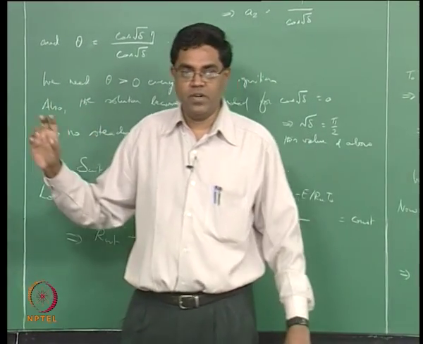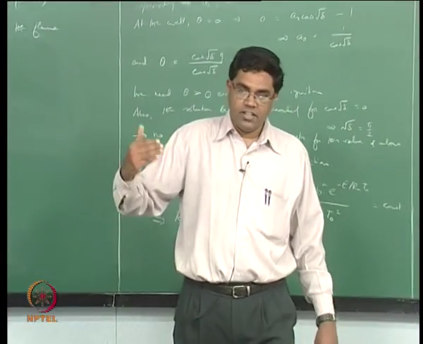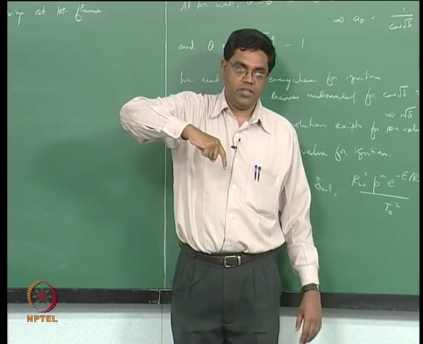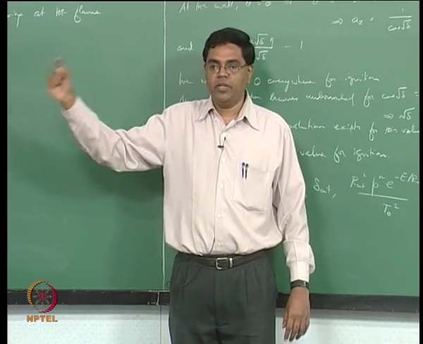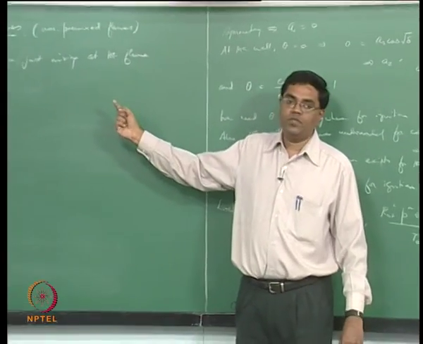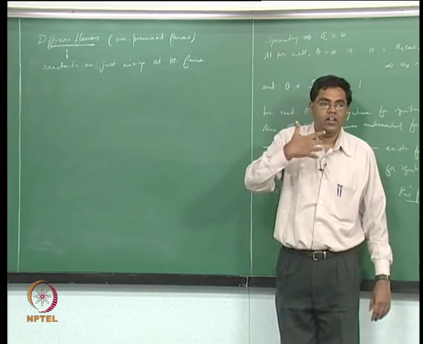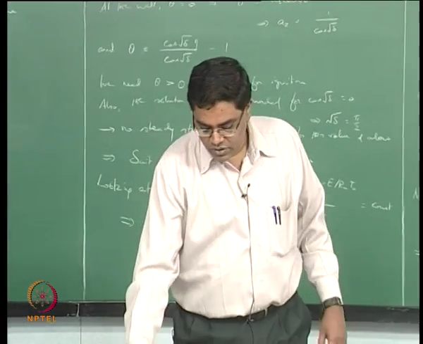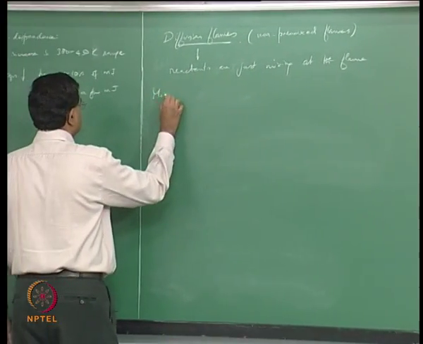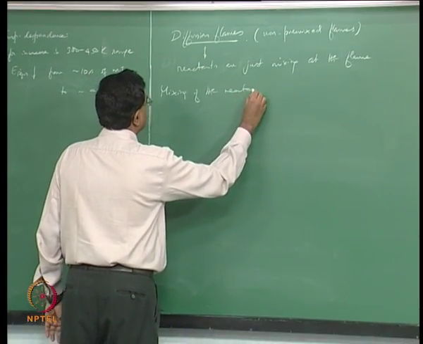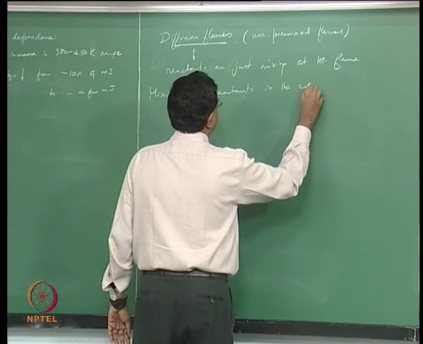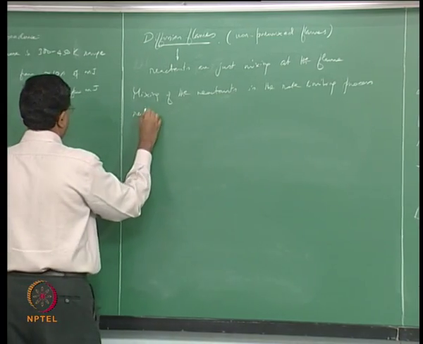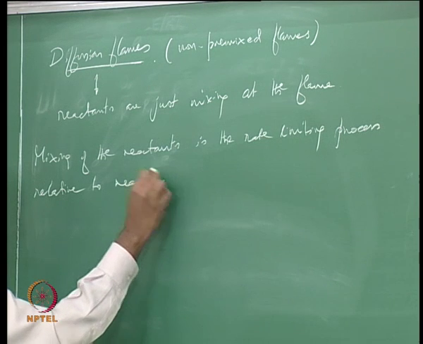And of course, the technical sounding term for mixing is diffusion. So we can say diffusion is the rate limiting process, and therefore the heat that is released from a diffusion flame is not necessarily limited by the chemical kinetics, as in the case of premix flames. So you would say premix flames are kinetically limited in terms of heat release, whereas diffusion flames are diffusion limited, right? So you're not going to really experience as much heating there as in premix flames. So that's essentially the idea. So here the mixing of the reactants is the rate limiting process relative to reaction.